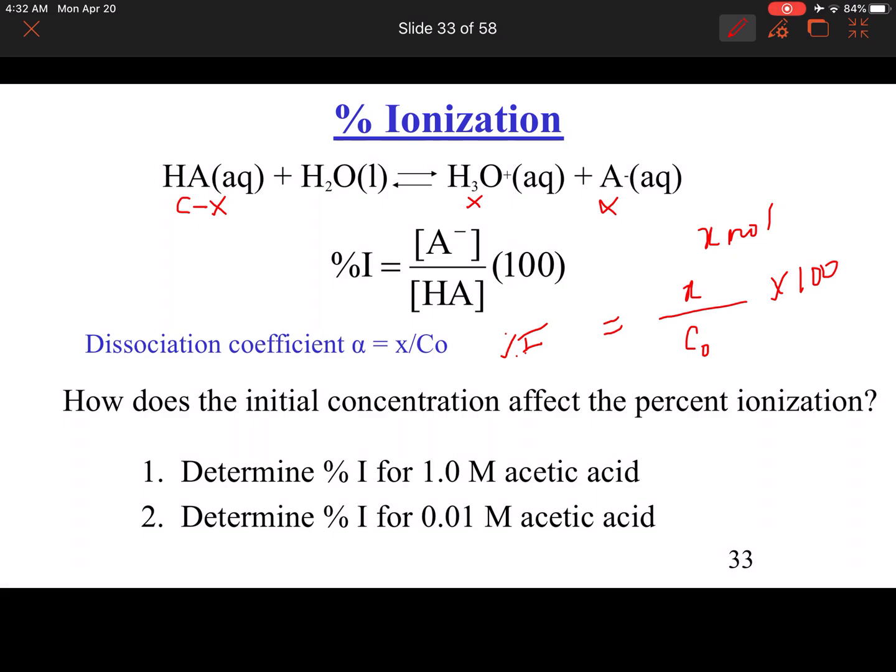So X is just A minus. The reason we didn't put H3O plus is because there might be a contribution, let's say, of water or something else, but A minus always just comes from the amount ionized, divided by the concentration of HA initially, and most of the time initially is equal to the concentration left over in solution. Now, the dissociation coefficient alpha, the coefficient before having the percent, is the X divided by the initial concentration.